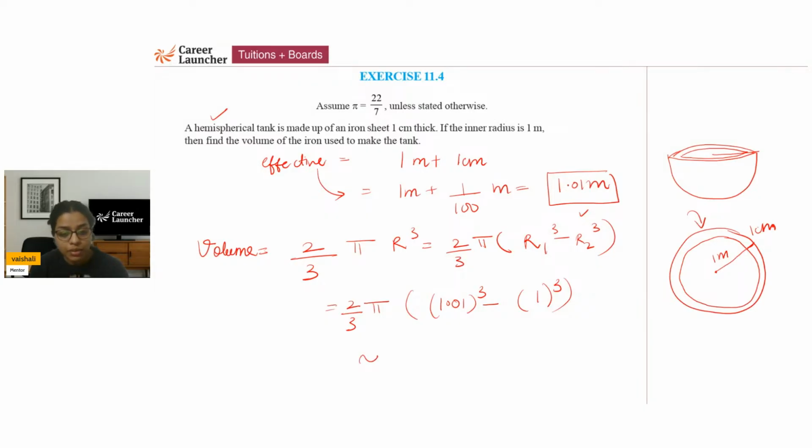So this should be approximately 0.06348, and the answer will be in meter cube, because I converted everything in meters. So this is what my answer should look like.